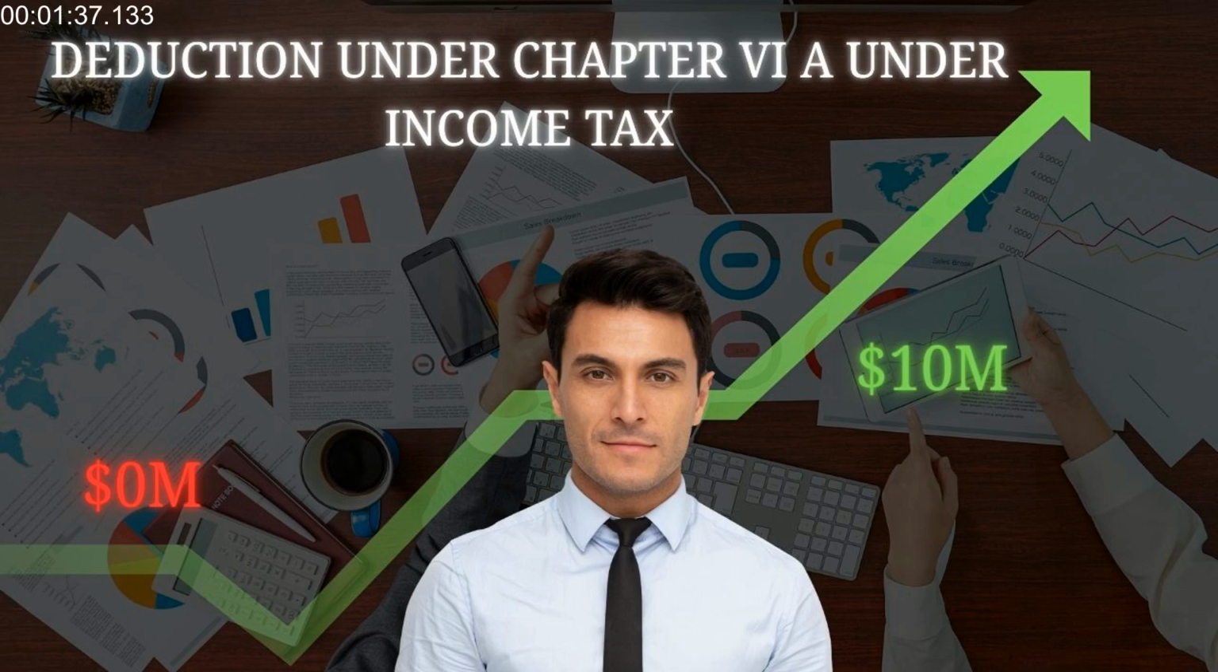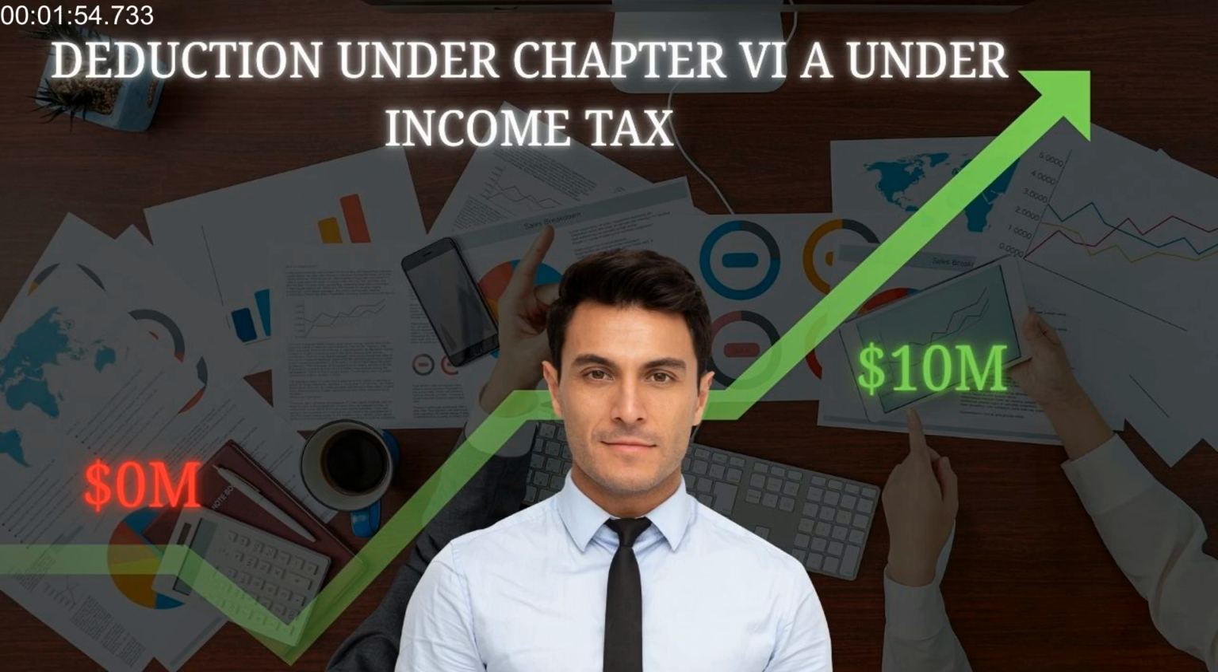Section 80D. This section allows for deductions on premiums paid for health insurance policies. The deduction can be claimed for premiums paid for oneself, a spouse, dependent children, and parents. Self, spouse, and dependent children: a deduction of up to 25,000 rupees is allowed.